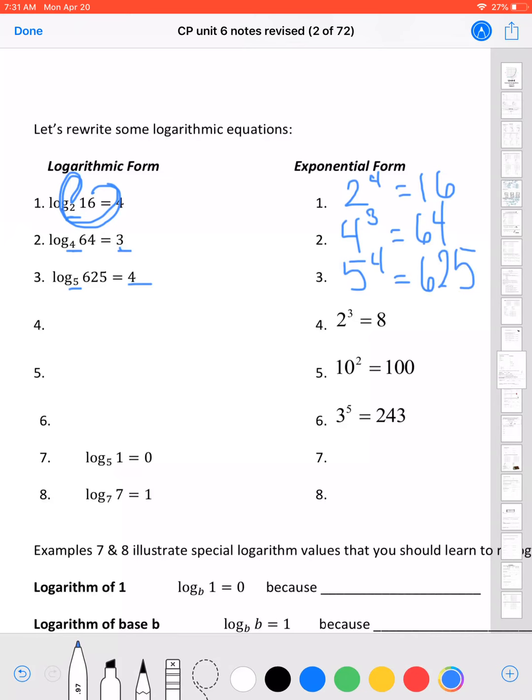Because originally, what you're doing when you're finding logs is you're saying, okay, 5 to what power is giving me 625? And you're solving, and it's 4. So that's where it's coming from.